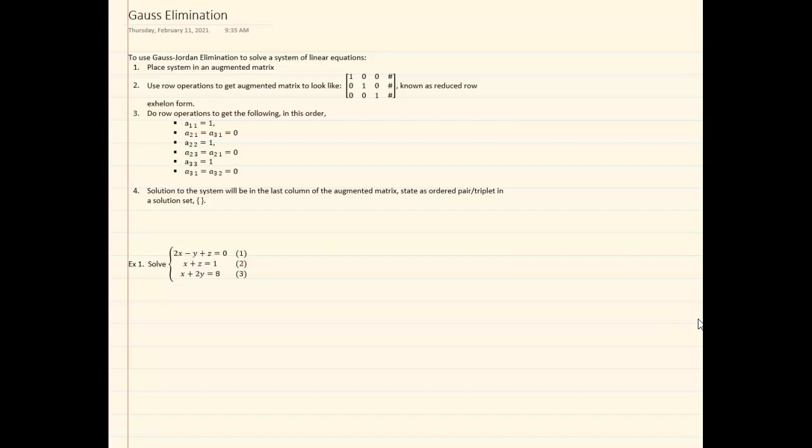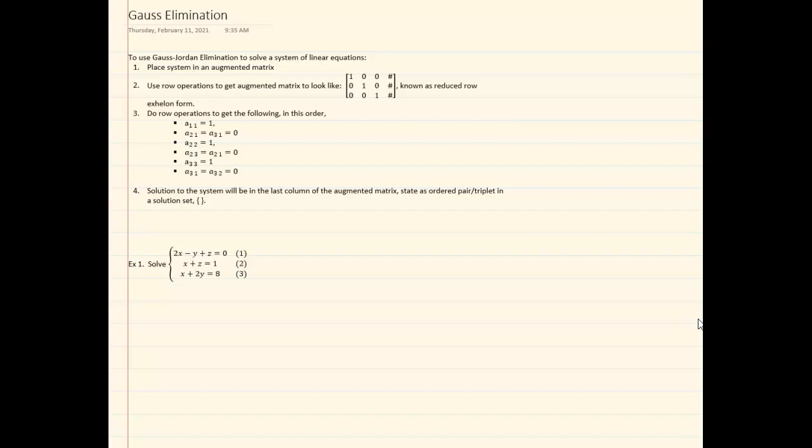Do row operations, in particular in this order. We want to get A11, remember that is the element in row 1, column 1, to be 1. And then we're going to get zeros underneath it. And then we're going to go to A22 and make that a 1. And then we're going to get zeros below and above it. And then we're going to go to A33, make that a 1, and then make zeros above that. Then the last thing we need to do is to state our solution set as an ordered pair if we're only doing a 2-equation system, or as an ordered triplet if we're doing a 3-equation system.